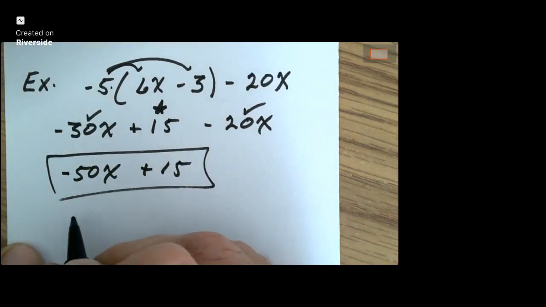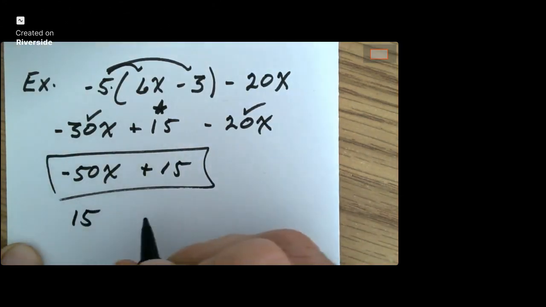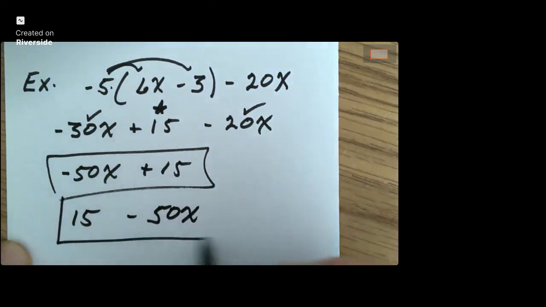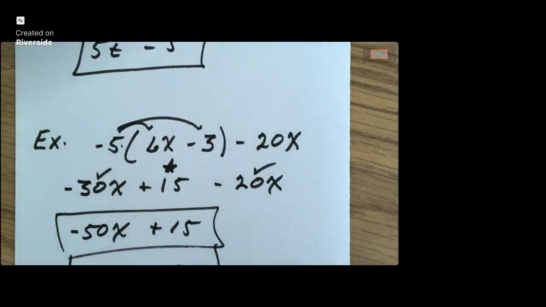Or we could use the commutative property there and flip those. And that will be another equivalent answer right there. All right, so there we go. We did some practice combining like terms.